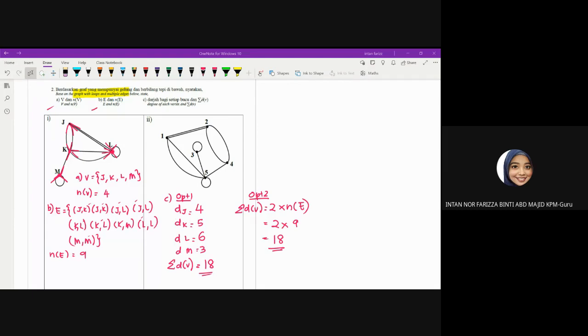Find the vertex, the edges, and also the degree.